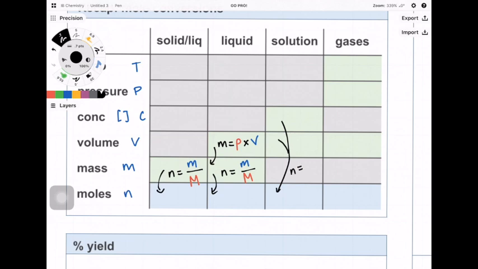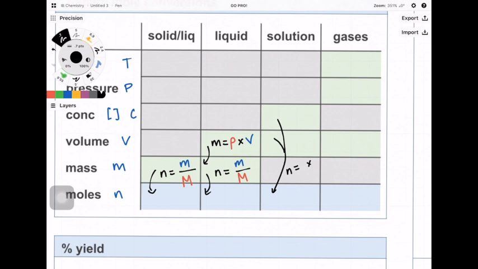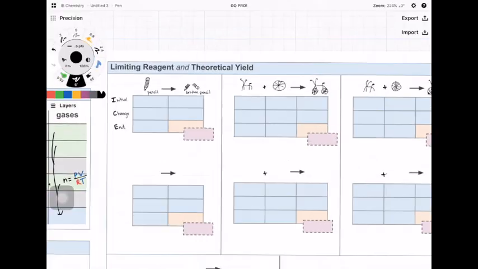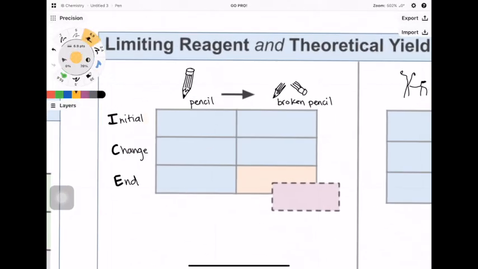And for gases, you need to be able to convert given the volume, temperature, and pressure of a gas to determine the number of moles, again using PV equals nRT. So you should feel comfortable with all of these different calculations because what we're going to be looking at now requires all of the numbers to be in moles. So take a look at this reaction.